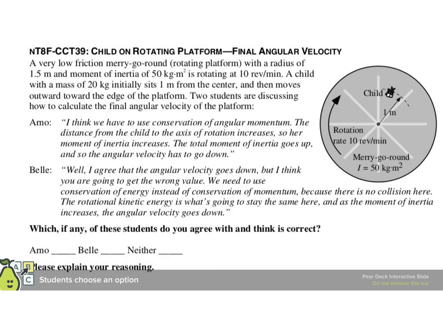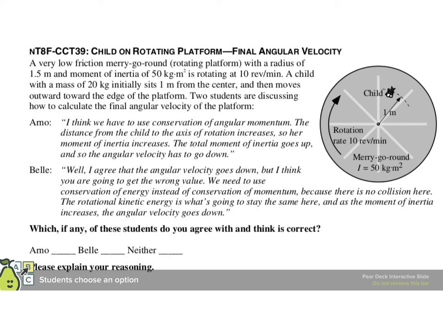A very low friction merry-go-round, a rotating platform with a radius of 1.5 meters and moment of inertia of 50 kilogram meters squared, is rotating at 10 revolutions per minute. A child with mass 20 kilograms initially sits 1 meter from the center and then moves towards the edge of the platform. Two students are discussing how to calculate the final angular velocity of the platform.